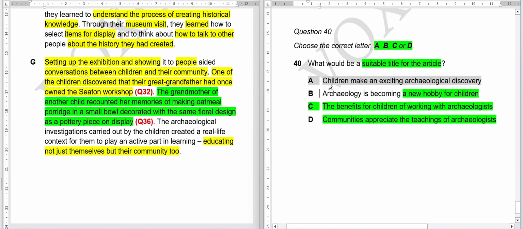B, archaeology is becoming a new hobby. There is no mention that this is becoming a new trend, like a lot of children are now participating in this, and the community is appreciating. There is no mention of that either.